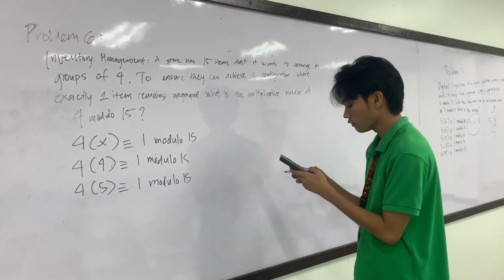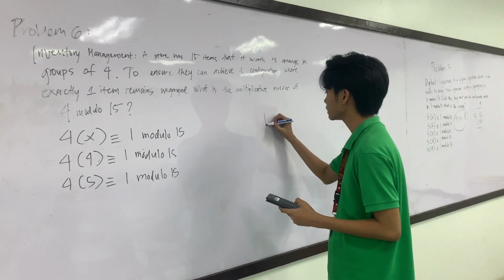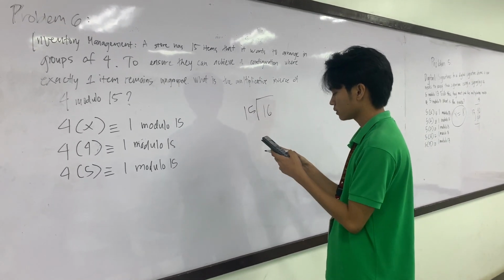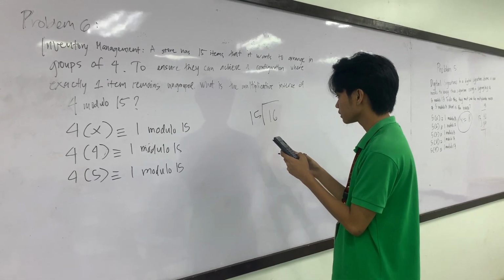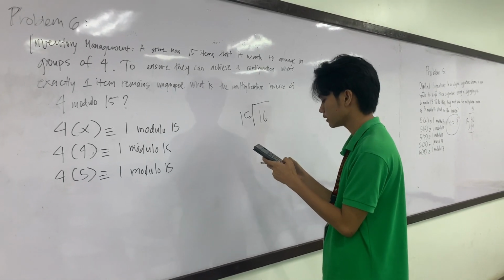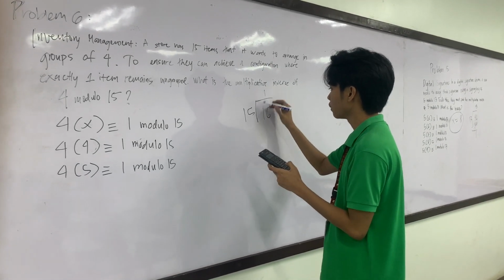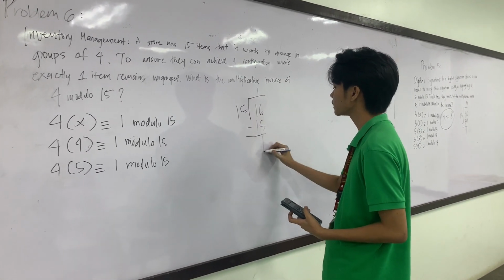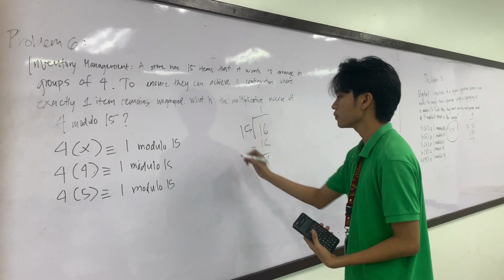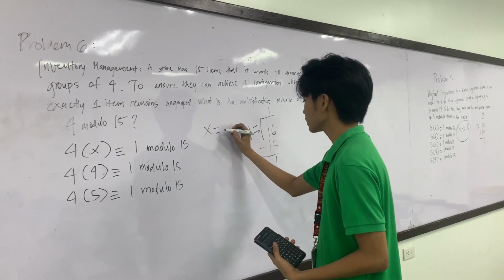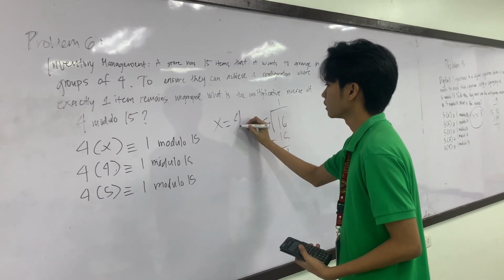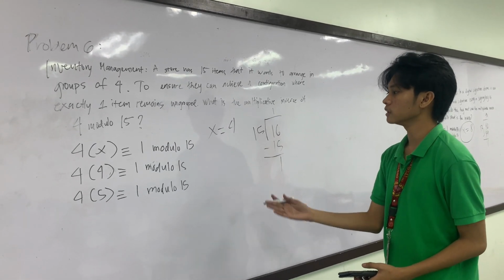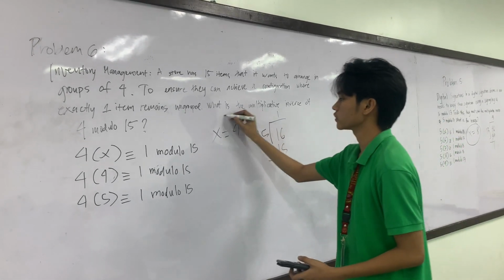So 4 times 4 is 16. So 16 divided by 15 is 1. 1 times 15 is 15. So you can get the remainder 1. So x is equal to 4. So the multiplicative inverse of 4 modulo 15 is equal to 4. The answer is 4.